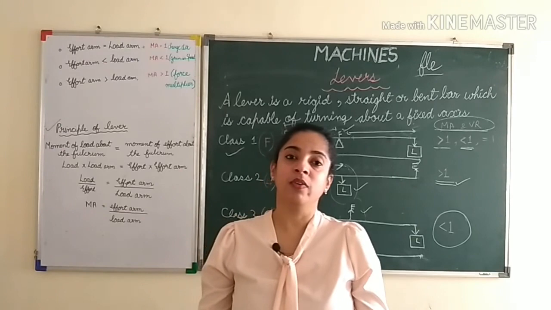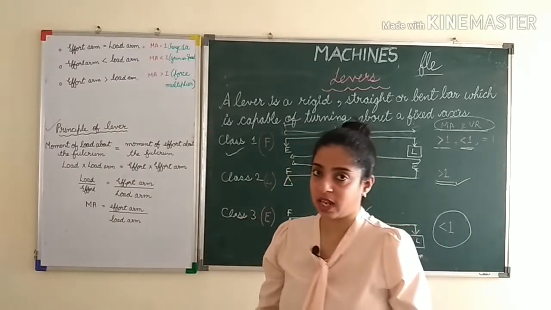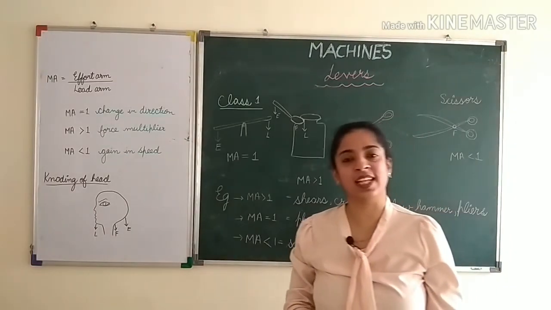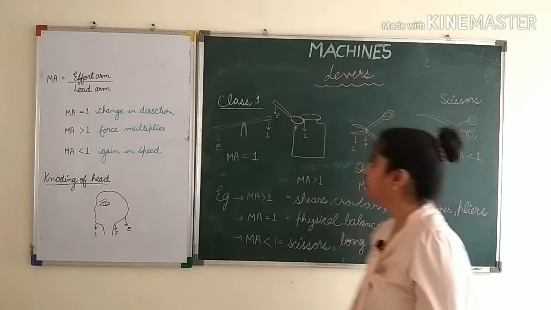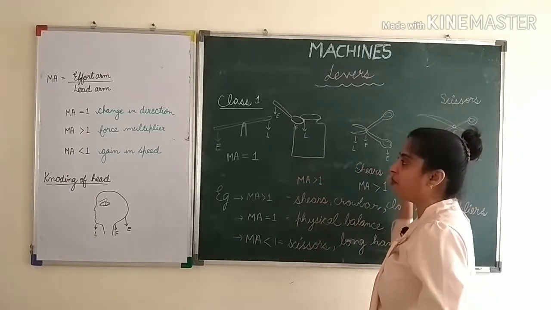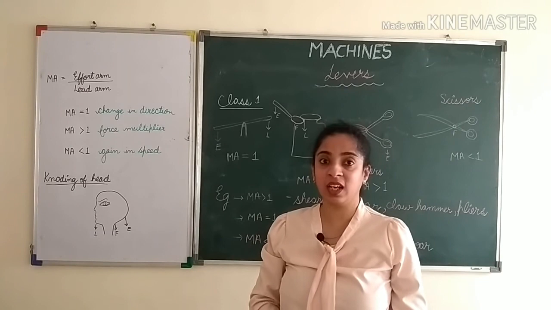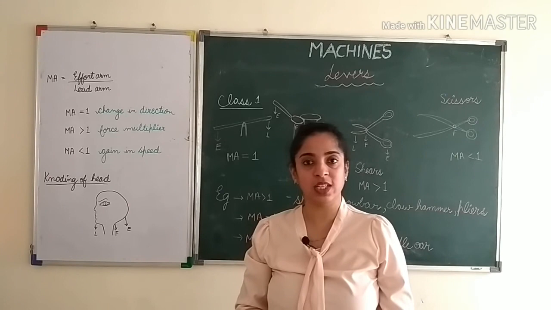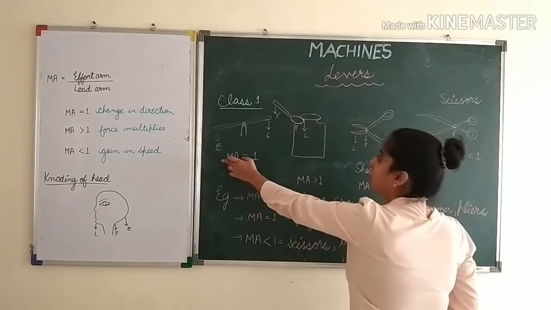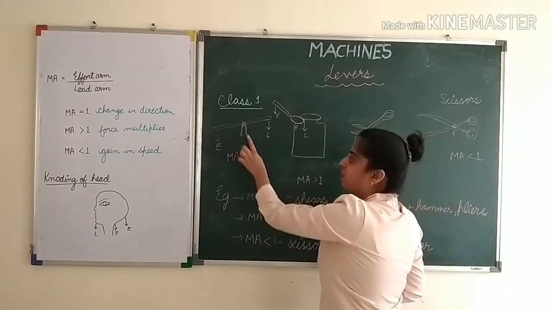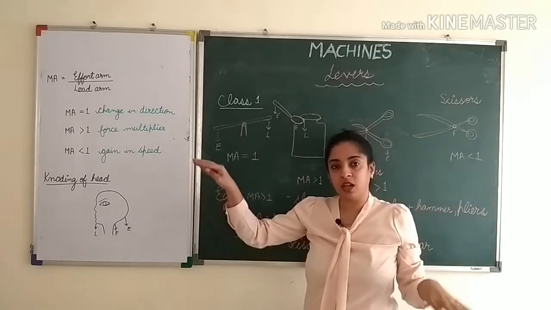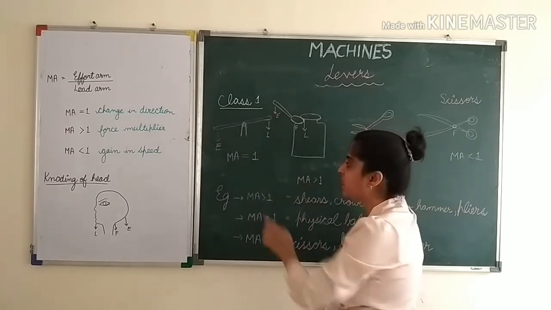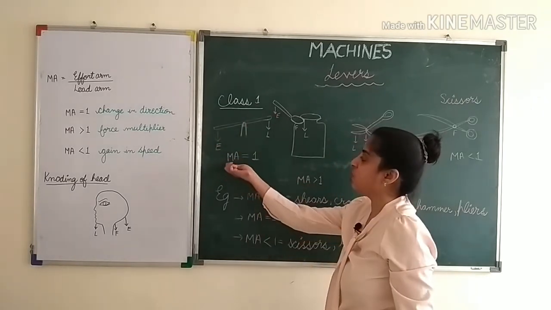Now we will study the examples of all 3 classes of lever and we'll do some numericals based on the 3 types of levers. Let's study the examples of class 1 type of lever. Now in class 1 type of lever, as I already told you, mechanical advantage and velocity ratio can be equal to 1, more than 1 and less than 1. So let's see all the examples here. In case of a seesaw, you can see that there is a fulcrum in between and the kids sit at both the ends. So the effort arm and load arm are equal in this case. So the mechanical advantage is 1.